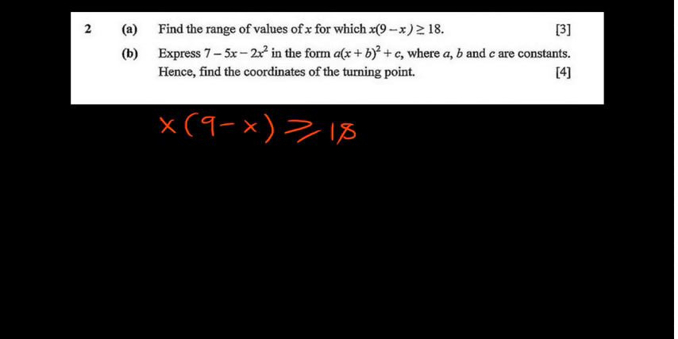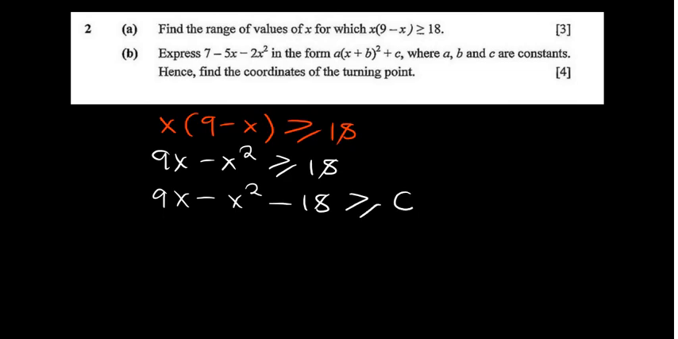So how do we go about it? The steps are very simple. Just solve it as an inequality. I like solving it in a form where we have a 0 on the right hand side. So let's expand: x times 9 is 9x, x times negative x is negative x squared, greater than or equal to 18. We can subtract 18 from both sides so that we eliminate it on the right. So we have 9x minus x squared minus 18 greater than or equal to 0.